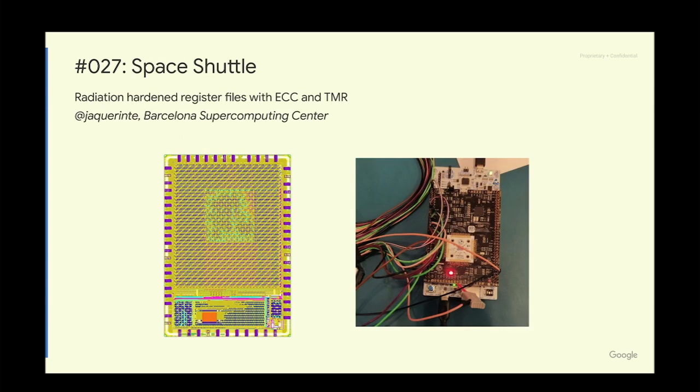This one is called Space Shuttle. This person is working on research around radiation hardening. And so they've set up some register files here with an ECC and designed it in such a way that it is more resistant to radiation and outside forces.